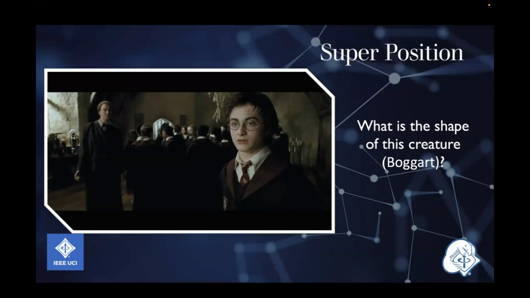Now I have a question. What is the shape of this creature? What is the shape of this boggart? What is it? Nobody can see the experiment because as you open the box, you will see the boggart turns into what you're afraid of. So you always measure and see what you want. You cannot see actually what happens there. You can only see what you're afraid of. That's interesting.